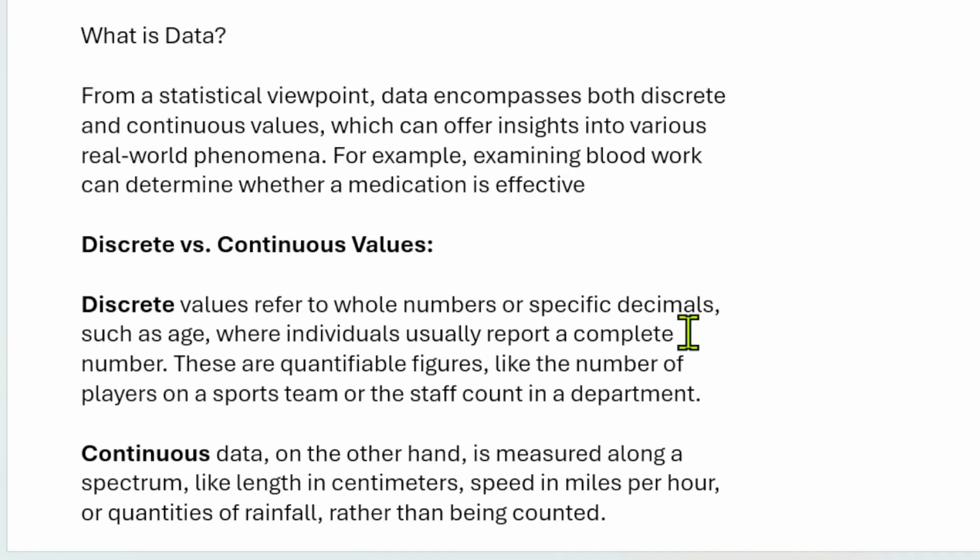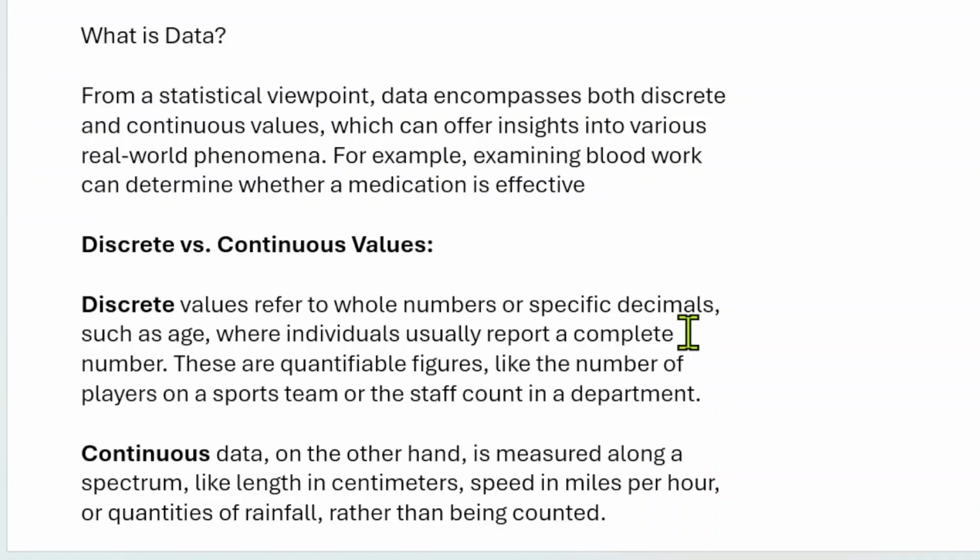So what is data? From a purely statistical standpoint, data is discrete and continuous values. If you've taken a stats course, you'll learn about discrete and continuous values. Examples of discrete are whole numbers or specific decimals, such as your age. These are quantifiable figures, like the number of players on a team, or staff count at a department. Continuous data, on the other hand, is measured along a spectrum.